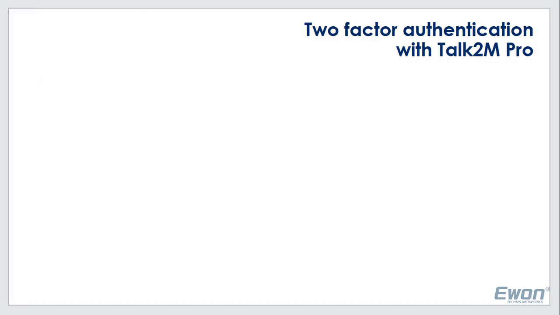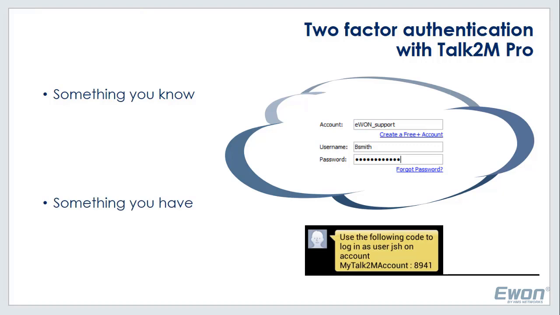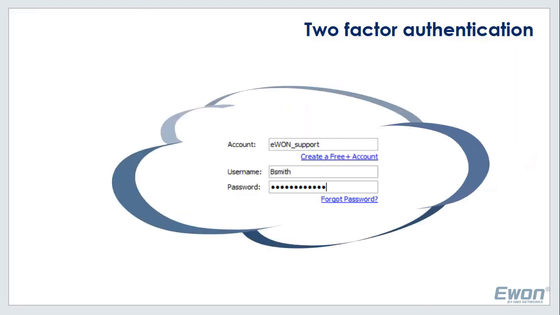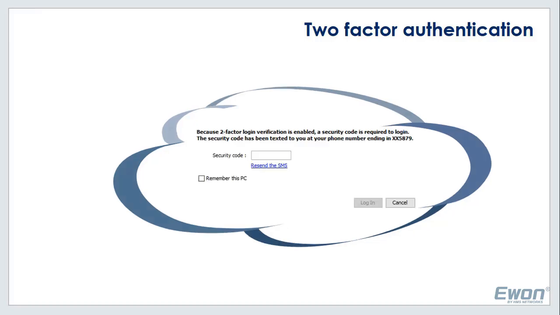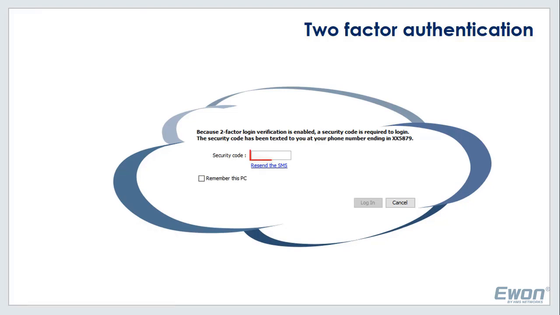For two-factor authentication on a Talk2M Pro account, the component you know is your Talk2M account credentials, and the component you have is your mobile phone. When two-factor authentication is enabled for a user on a Talk2M Pro account, after the user enters his Talk2M login credentials into eCatcher or M2Web, Talk2M will send an SMS with a one-time code to the mobile number stored for this user. The user will then need to enter that code to access the account.